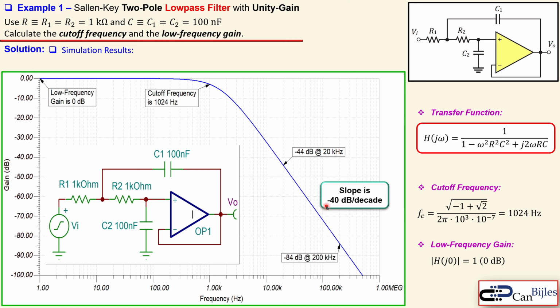That means we have a slope of minus 40 dB per decade, which is the characteristic of a second order filter, because for each order in the low pass you have a slope of minus 20 dB per decade. Now the cutoff frequency is shown here, which is then 1024 hertz as we have calculated. The low frequency gain is indeed 0 dB, so we have checked our calculations.